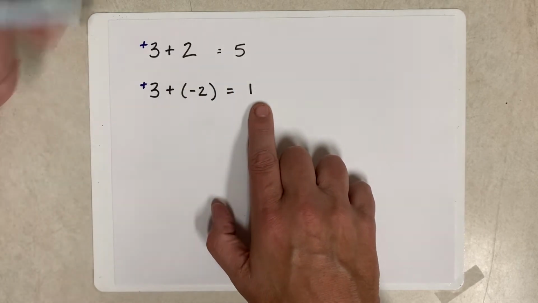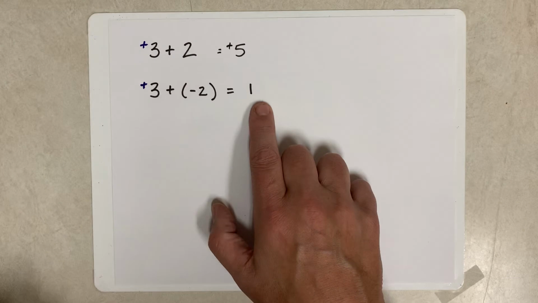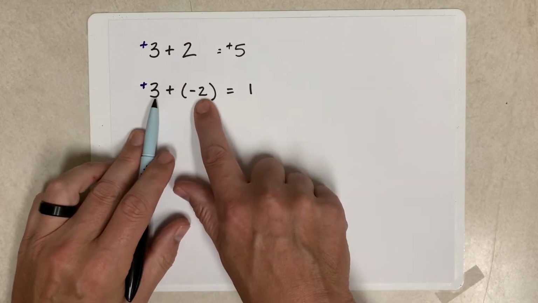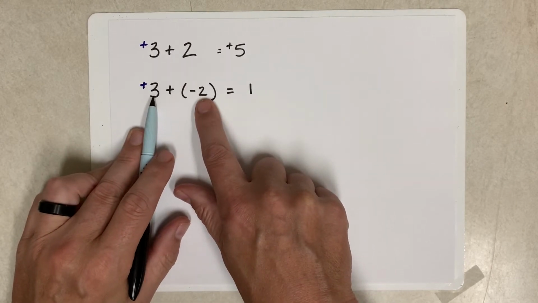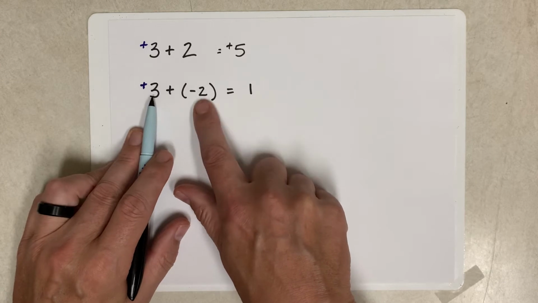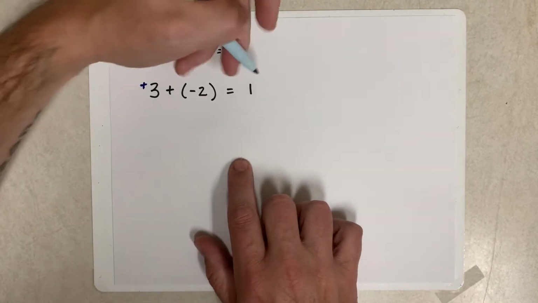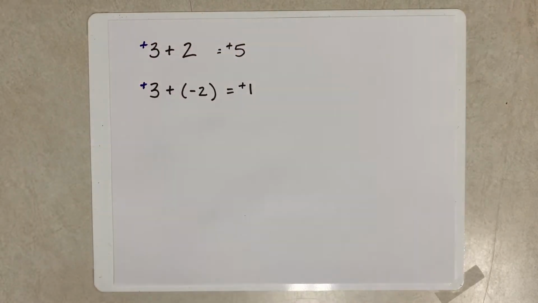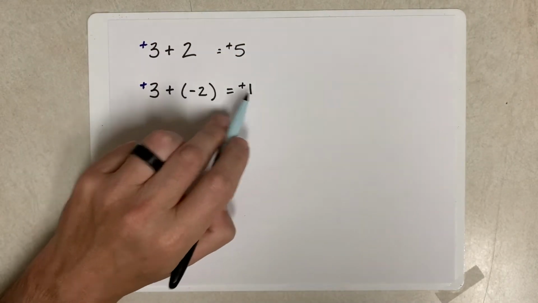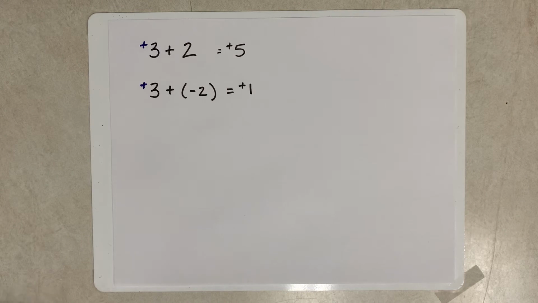So like this was positive 5 up here, right? Plus 5. These two are different signs, but the 3 is bigger. We took the difference, we got 1, and then the sign of that 1 is going to be the bigger one right there, which is a positive 1. And again, we don't have to write that plus 1 there. I'm just doing that so you visual learners can see what's happening.